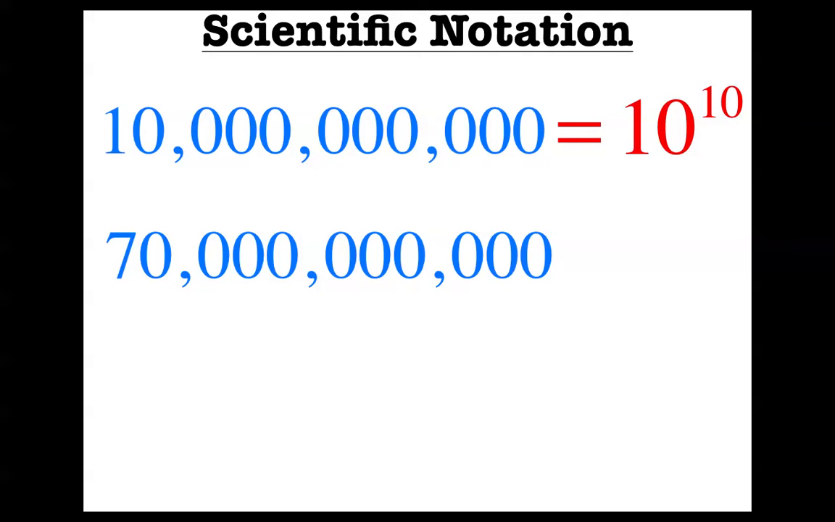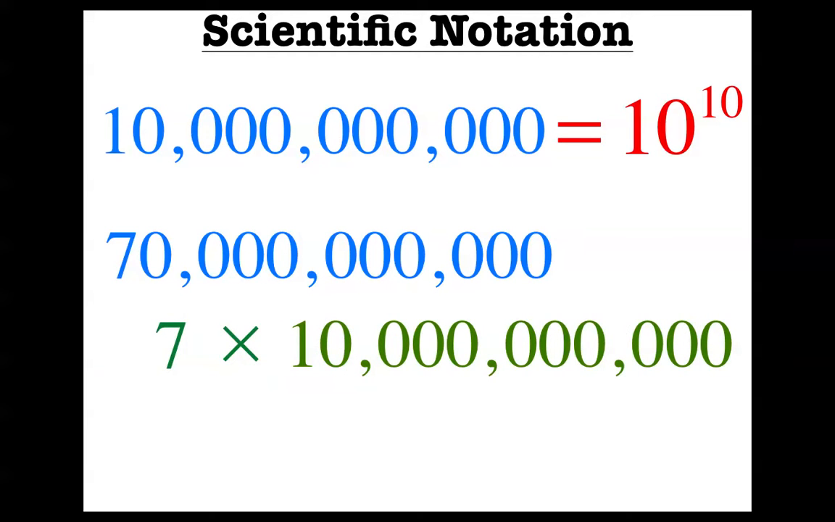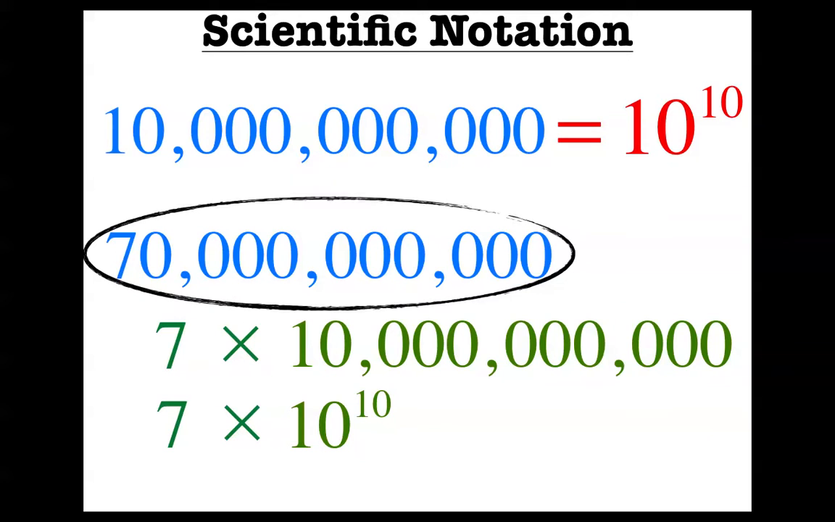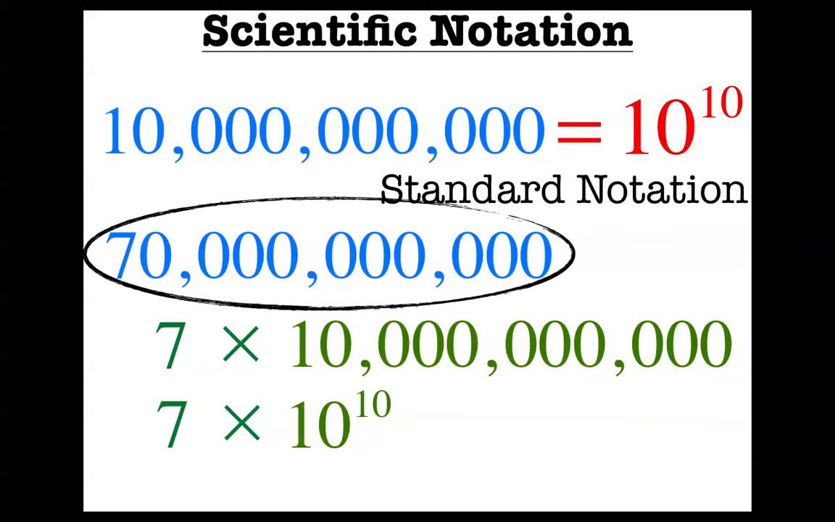70 billion, well, isn't 70 billion just 10 billion times 7? Oh, so if 10 billion is 10 to the 10th, and 70 billion is 7 times that, couldn't we just write 70 billion as 7 times 10 to the 10th power? The standard way to write 70 billion is a 7 with 10 zeros behind it.